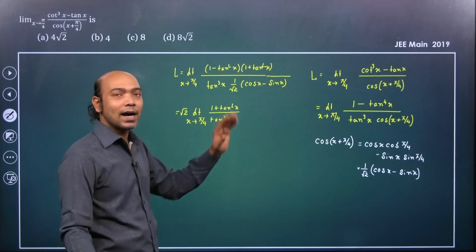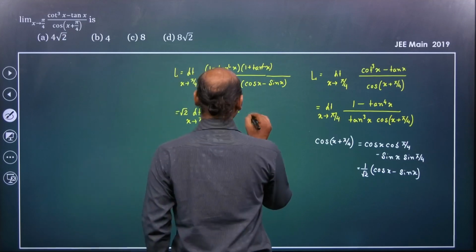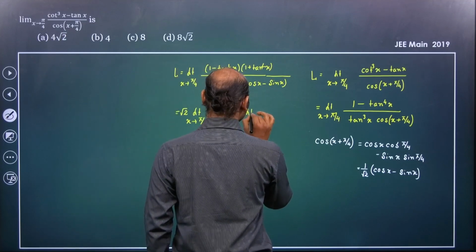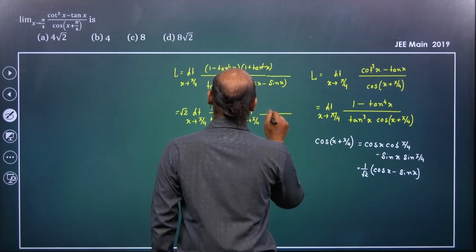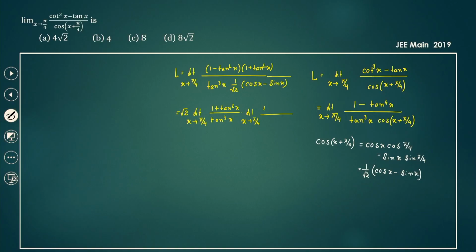So let's consider the other part. That will be multiplied by the limit x tends to pi by 4 of 1 minus tan square x divided by cos x minus sin x. That's it. Now obviously we are ready to solve this problem. So we can say that this is equal to root 2 into 1 plus tan square pi by 4, which is 1 plus 1, and tan cube pi by 4, which is 1. So that's it, 2 root 2. Now let's go ahead and write that down.